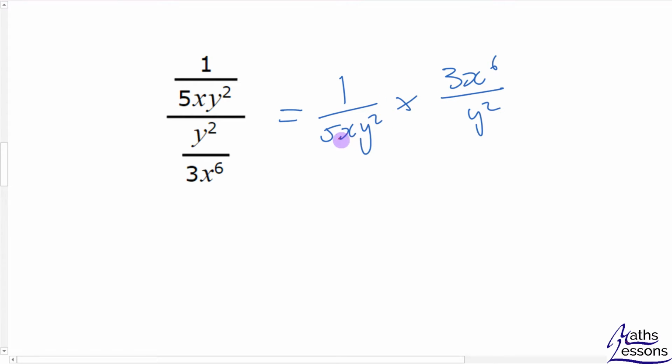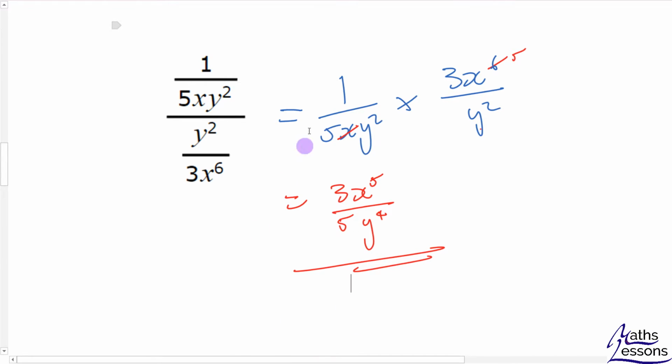We've got an x here, x to the 1, and therefore divide x to the 6 by x to the 1, we get x to the 5. So we get 1 times 3x to the 5 is 3x to the 5. 5y squared times y squared is y to the 4. And there's nothing else that's common to both top and bottom.